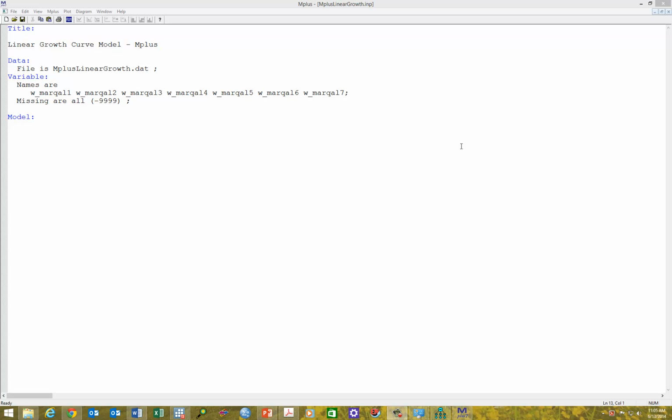Welcome to this demonstration of fitting a latent growth curve model using MPlus. In this demonstration, we're going to focus just on linear growth. In another demonstration, we'll look at testing a quadratic effect as well.